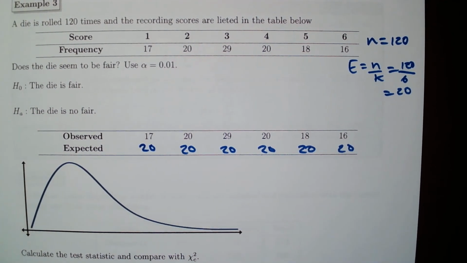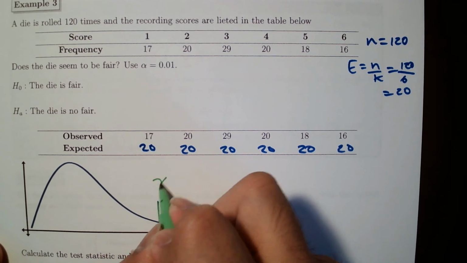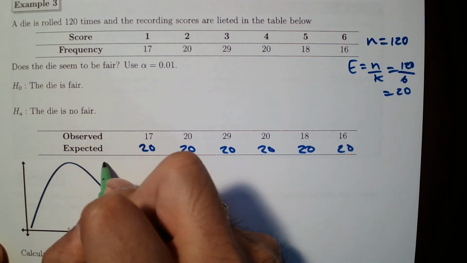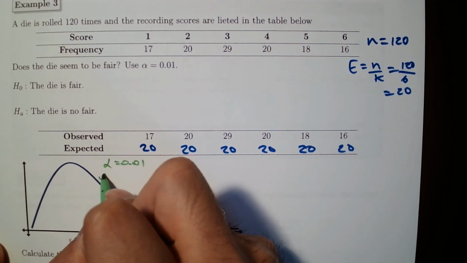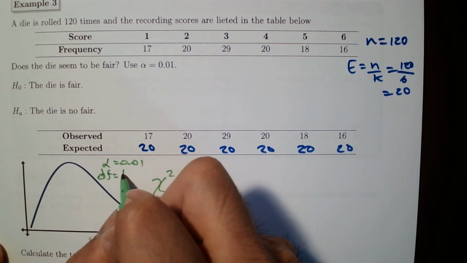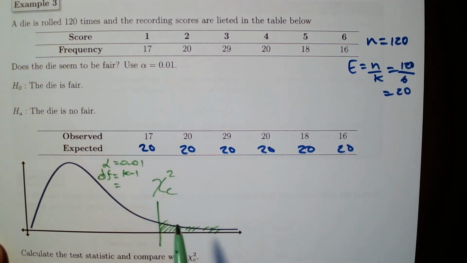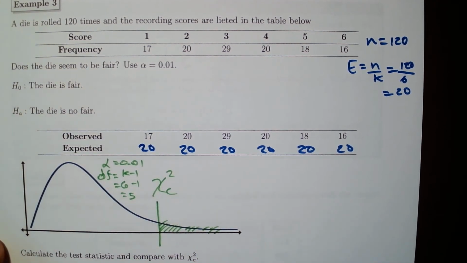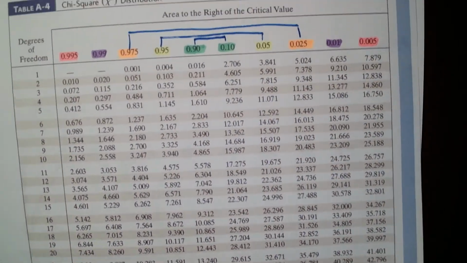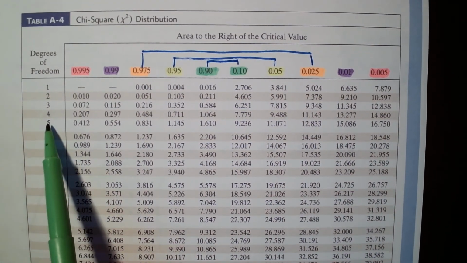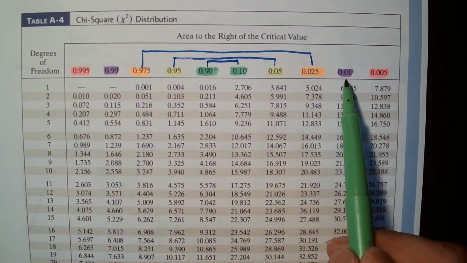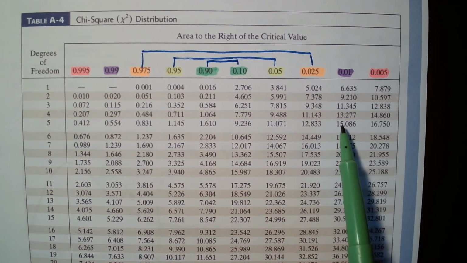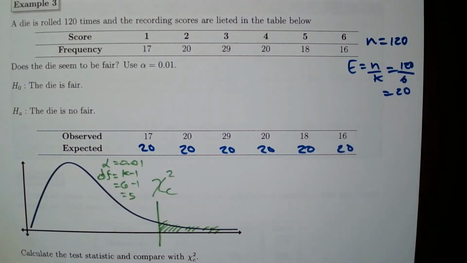So let's calculate the chi-square critical for alpha 0.01 and degrees of freedom, in this case k minus 1, where k is the number of categories, in this case 6, minus 1, which equals 5. All right, using the table, 5 degrees of freedom, alpha 0.01. The bound, or the chi-square critical, is 15.086.